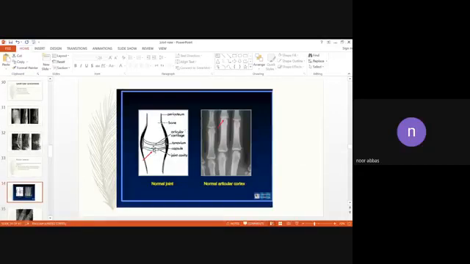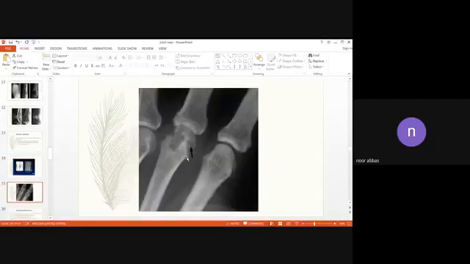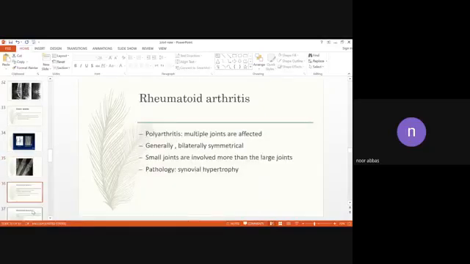This is an example of a normal joint line, and the sharp, clear bone on each side of the joint, normal articular cortex. And this is an example of erosion, and this is what we mean by erosion: a defect in the bone. We start with rheumatoid arthritis.